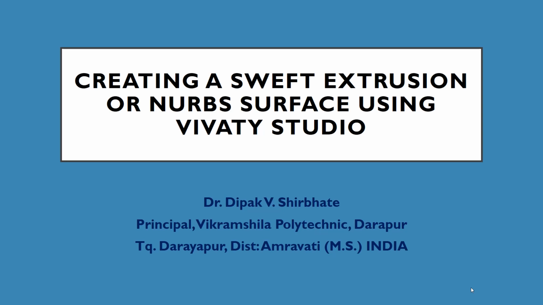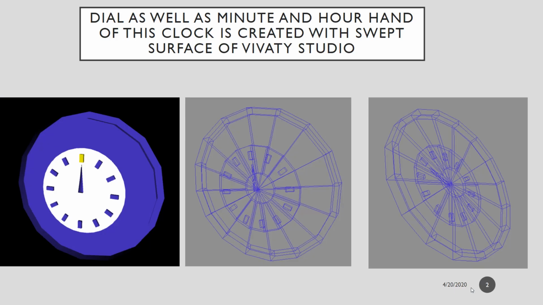And today I am going to demonstrate the creation of a swept extrusion or NURBS surface using Vivity Studio. We all know that Vivity Studio is a web authoring tool for creation of 3D content on the web using VRML. For people who don't know programming, particularly like me, I'm from a mechanical background and don't know how to write code, I'm using ready-made tools like Vivity Studio for creation of interactive objects. So let us start with the tutorial.